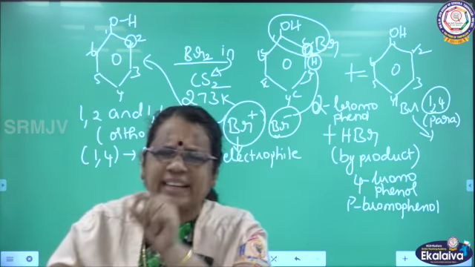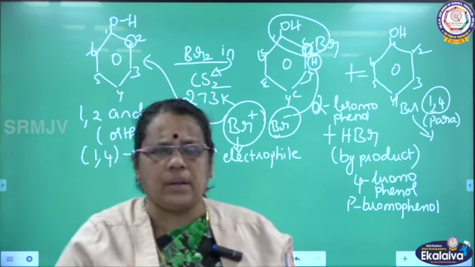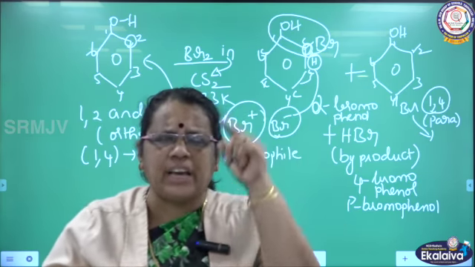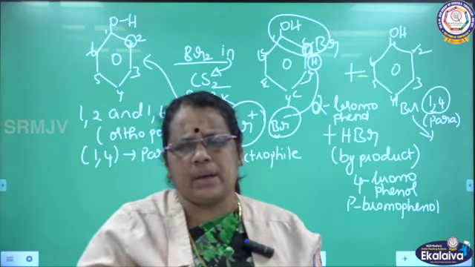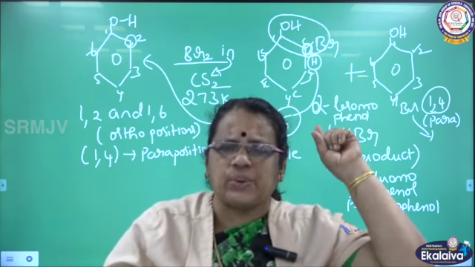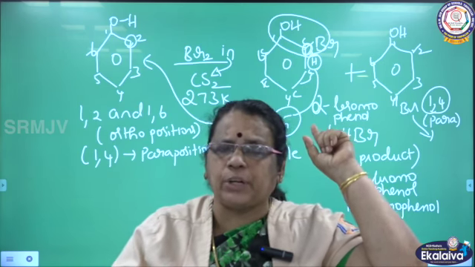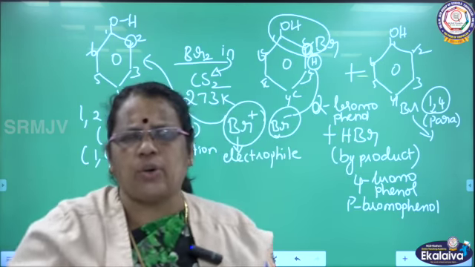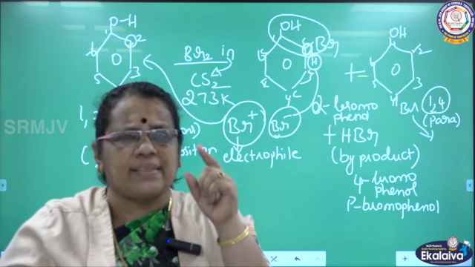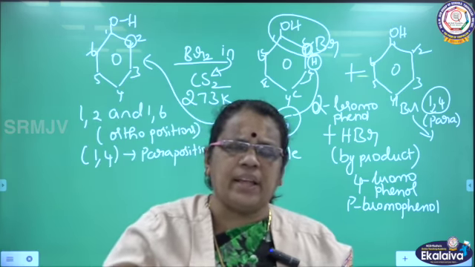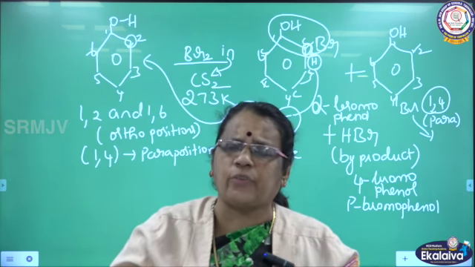Phenol is brominated. That means what? We are adding bromine. Out of 2 bromine atoms, Br2, one is Br plus, another one is Br minus. What is this Br plus? Electrophile. Actually, it is an electrophilic substitution reaction, is it not? We are going to substitute the electrophile in the benzene ring. As a result, what are we going to remove? One of the hydrogens is removed from the benzene ring and is substituted by an electrophile here.